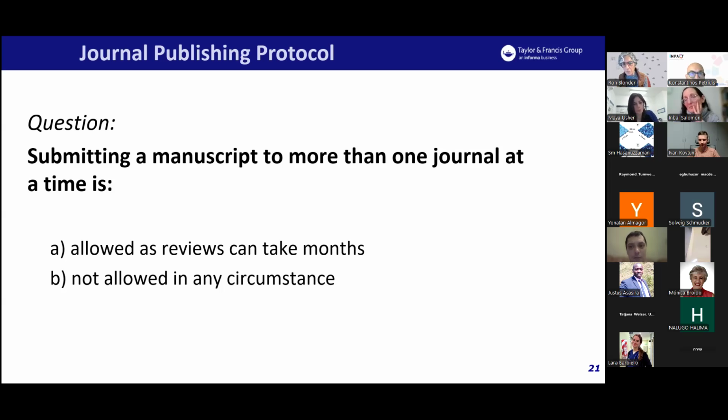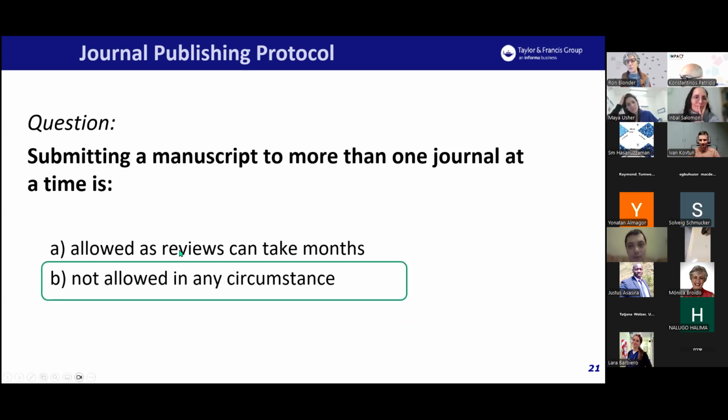B, B, A, B, B, B, B. Very good audience, because it's not allowed in any circumstances. And you also sign on it when you submit your manuscript. So even if it takes a lot of time, you should wait. You cannot submit to two journals at the same time.